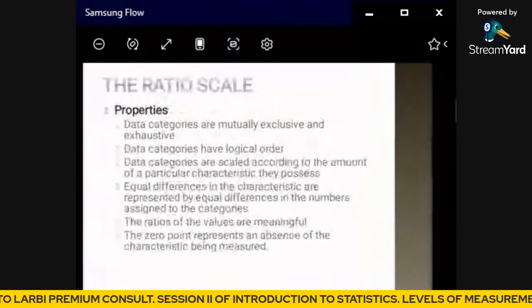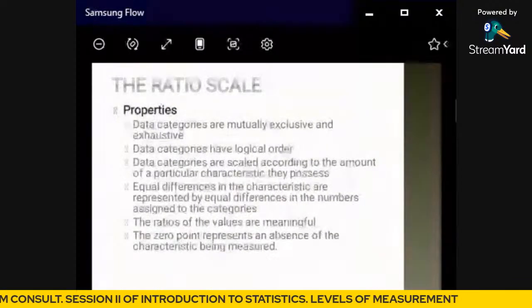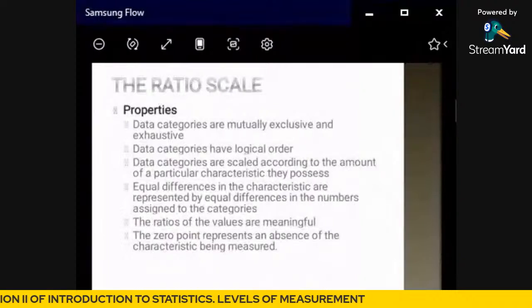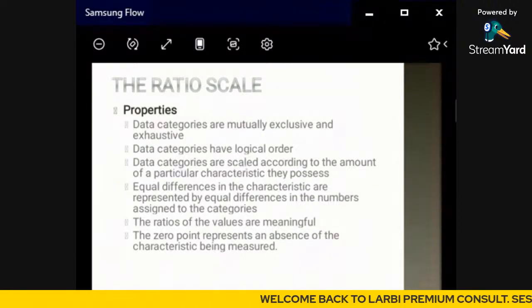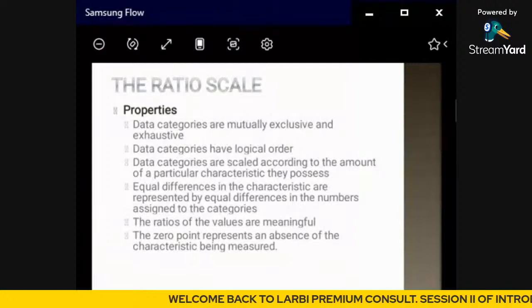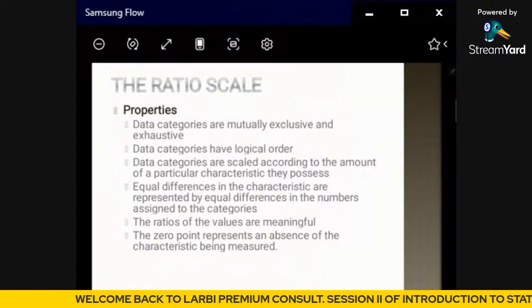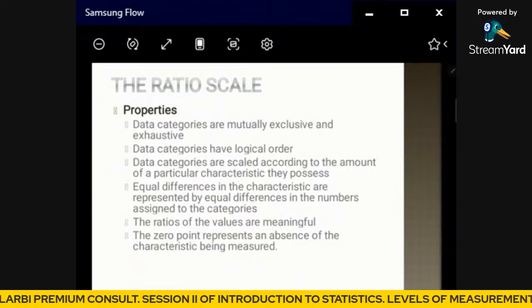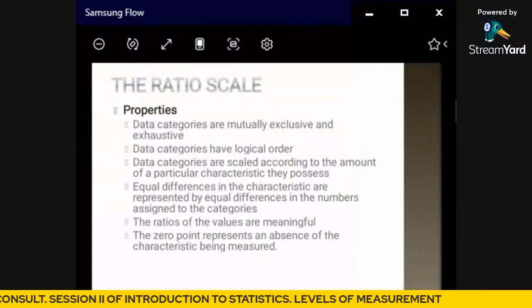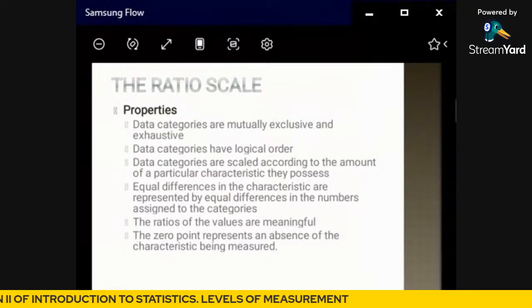Here, the ratio scale has all the properties of the ordinal, the nominal, and the interval scale. But the ratio scale is the highest level of measurement. Data categories are mutually exclusive and exhaustive. Because if you have from 0 to 100, you have the whole set of data included. That's why you say it's exhaustive: you have all the data included as part of measuring that particular set of data. That's under the ratio scale.